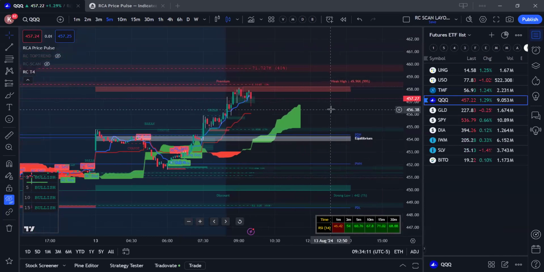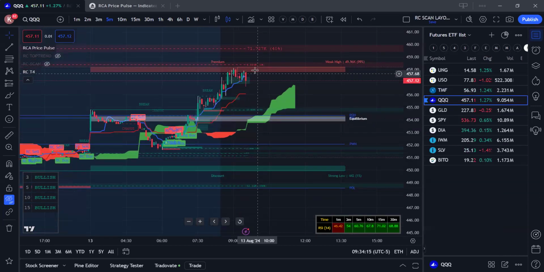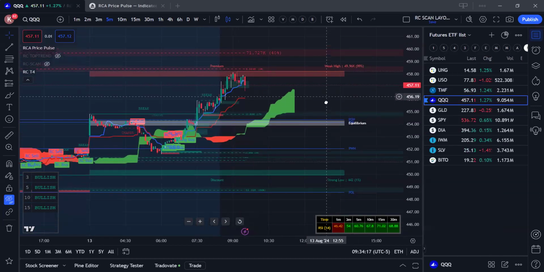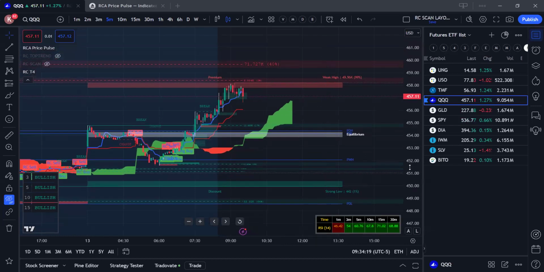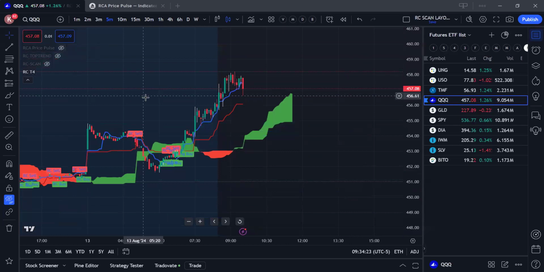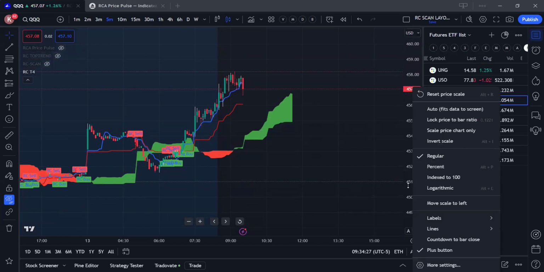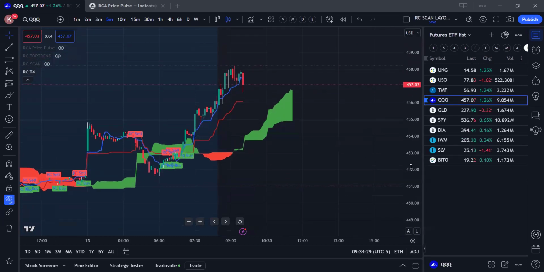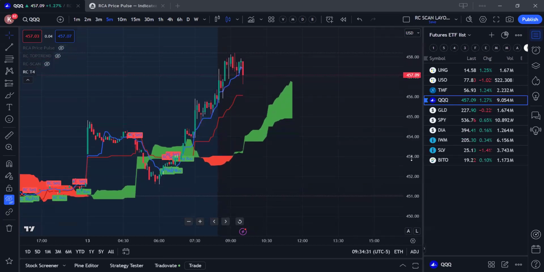I'll explain this T4 indicator. Let me just minimize this one. So basically, this is also similar to top trend. The signals will be the same. The only thing is, this is like your cloud.